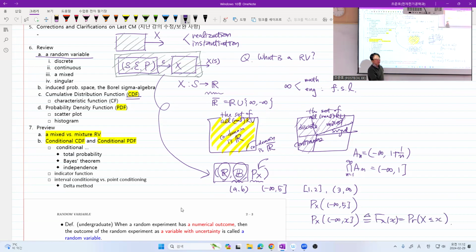For a real random variable, you just need to focus on the cumulative distribution function. So the CDF is the key to understanding the real random variable. And now let's go back to our classification. Since this is a probability like this, it's monotone increasing and bounded by 0 and 1.